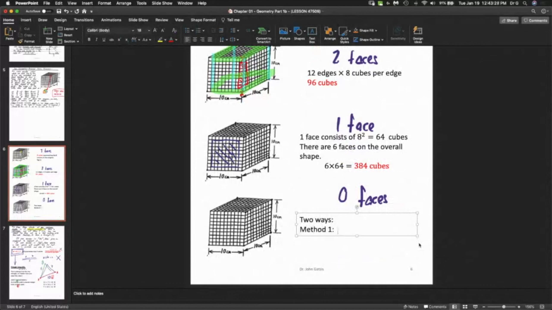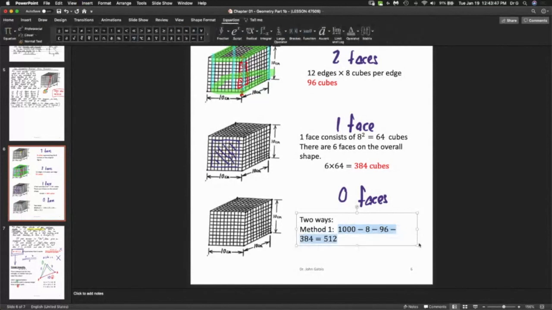Method one. Method one is do 1,000 minus 8 minus 96 minus 384. This is the cheap way. Can someone confirm on their calculator they get 512? Thank you.